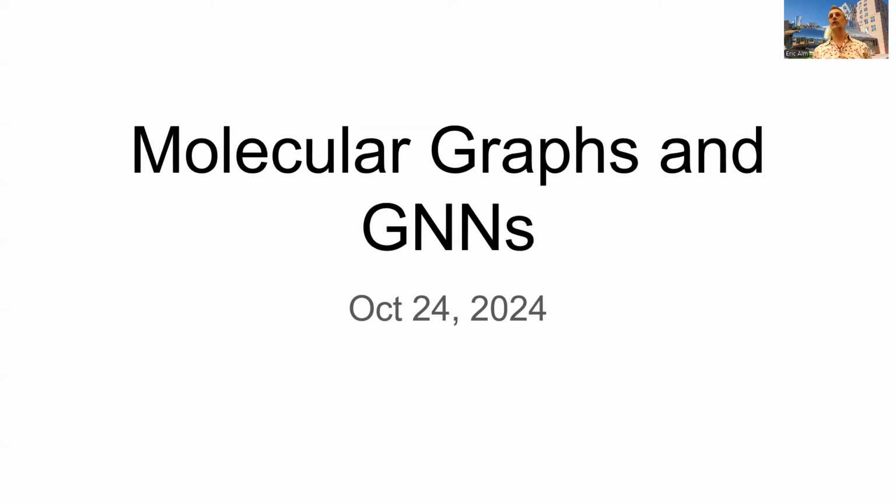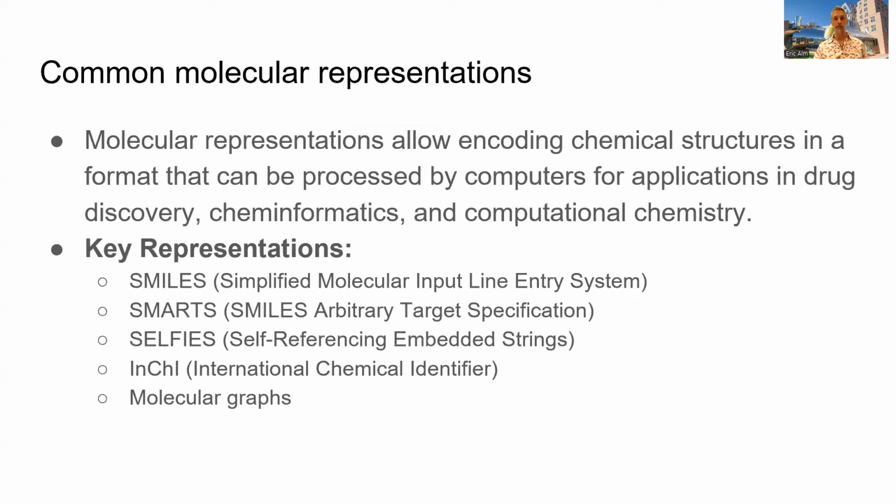But today I want to start with how we represent them, both in text files and things like that, but also in molecular graphs, and then go over some of the details of graph neural networks, which are a powerful way to analyze those molecular graphs and do computations with them and on them. Okay, so we need a molecular representation, and that really just allows us to encode chemical structures in a format that is computer parsable.